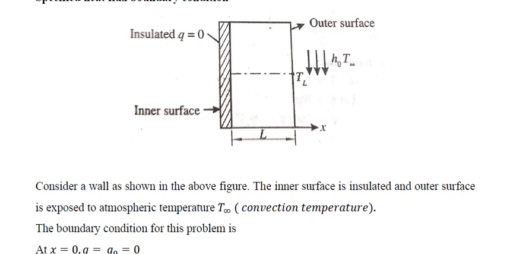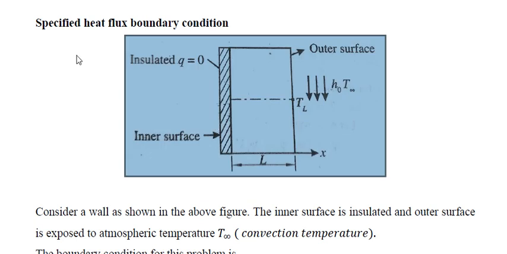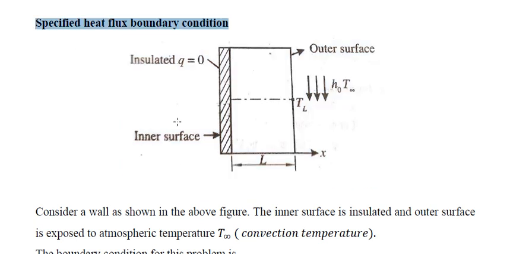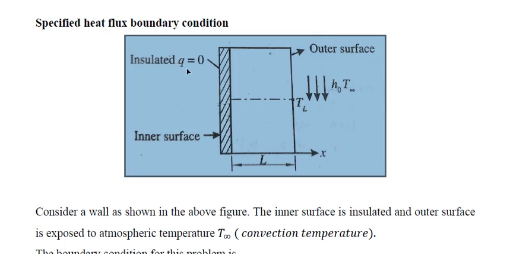I will explain while solving problems. Don't worry. What is the specified heat flux boundary condition? The value of q will be given. If there is insulation here, q is assumed to be 0. That is the boundary condition here. If temperature is given, that is the specified temperature boundary condition. If insulation is given, which means there is no surface convection or the heat flux is 0, that is known as the specified heat flux boundary condition.